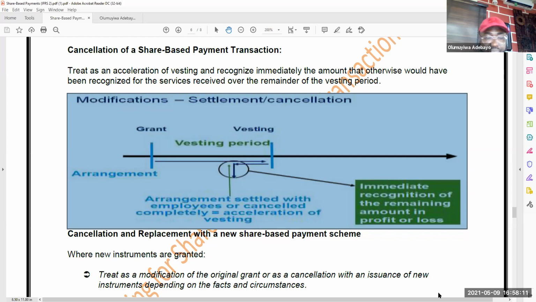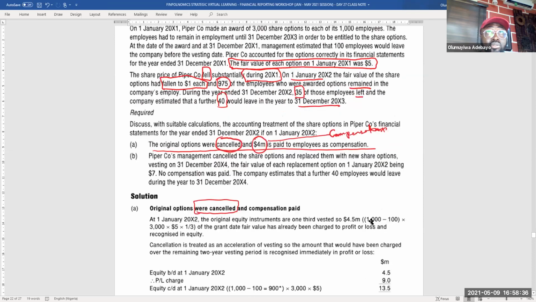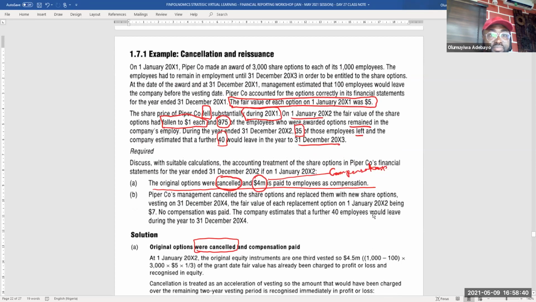Let me switch back. Look at what we did. The original options were canceled. Forget about compensation for now. How do we treat it? Before cancellation, in year one, we treated it based on our expectation. In year one, we expect 3,000 options to be granted each, and we have 1,000 employees. As at year one, we are told that 100 employees will leave before the vesting date or through that period.